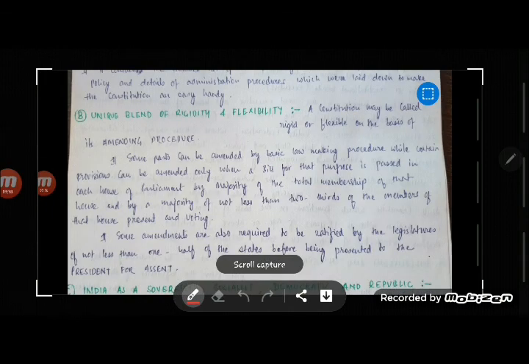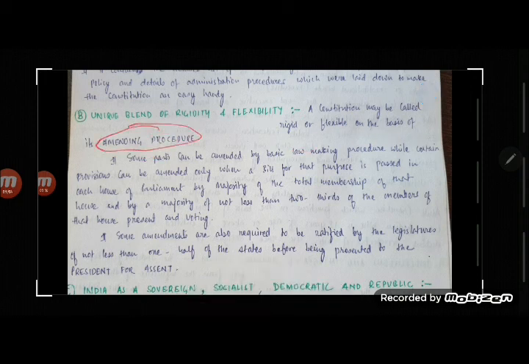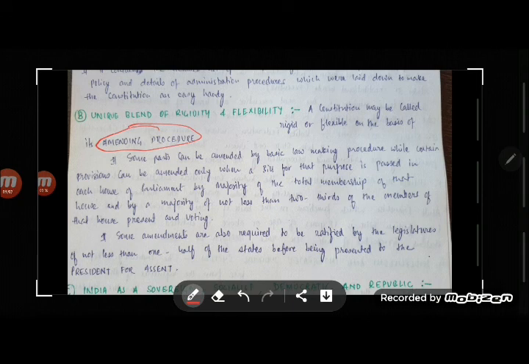Now, the unique blend of rigidity and flexibility. It is described in one sentence: due to its amendment procedure it is rigid as well as flexible. A constitution may be called rigid or flexible on the basis of its amending procedure. How we can amend this constitution gives it its rigidity and flexibility.